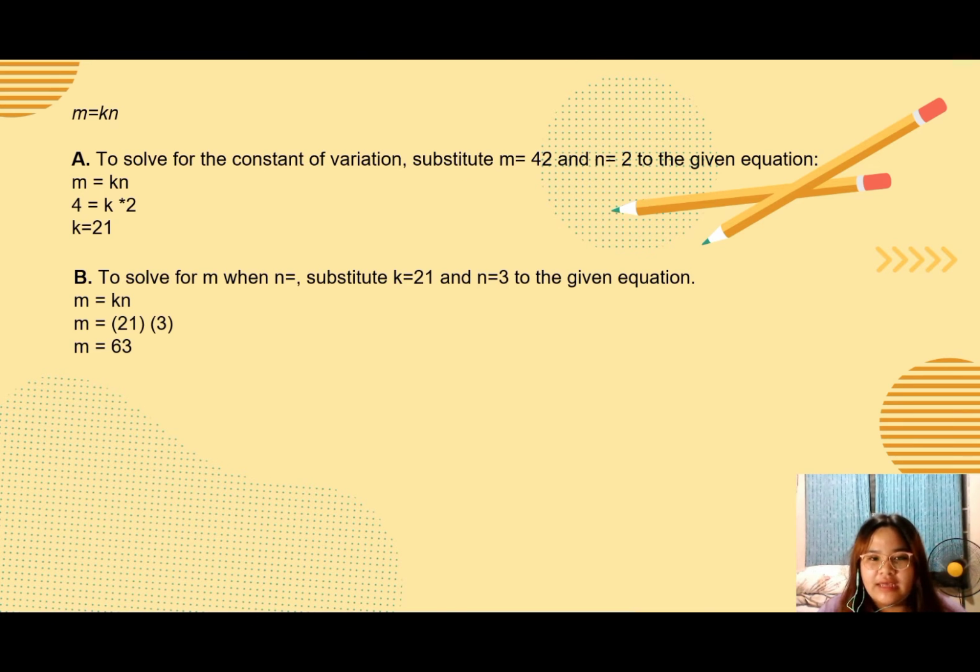To solve for the constant of variation, substitute m is equal to 42 and n is equal to 2 in the given equation. m is equal to kn, 42 is equal to k times 2, k is equal to 21. b. To solve for m when n is 3, substitute k is equal to 21 and n is equal to 3 in the given equation. m is equal to kn, m is equal to 21 times 3, m is equal to 63.